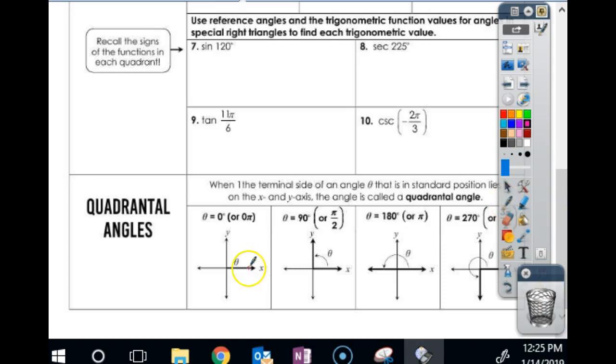So the quadrantal for 0, which is the same for 2 pi, right? 0 and 2 pi are the same. That's going to be 1, 0. My pi over 2 is 0, 1. My pi gives me negative 1, 0, because that's in the negative x direction. And then my 3 pi over 2 gives me 0, negative 1, because that's in the negative y direction on the unit circle.